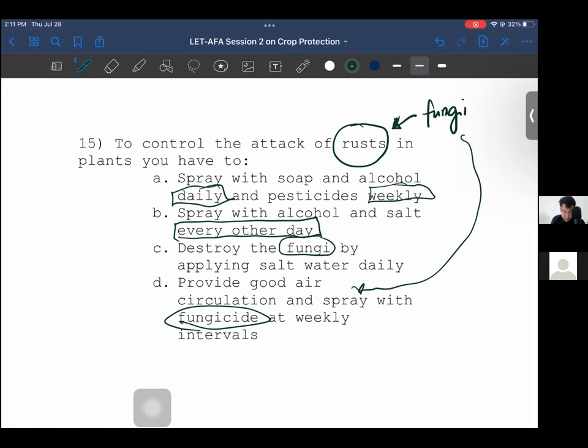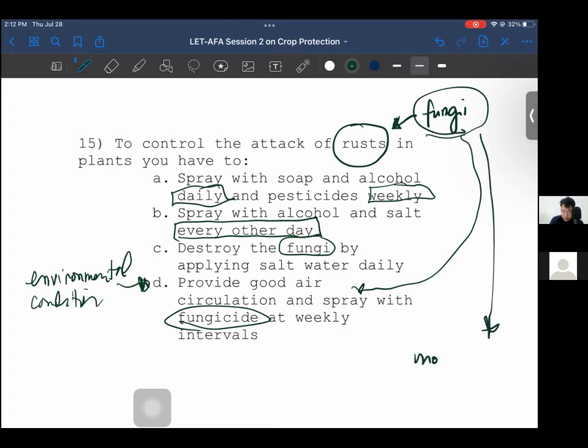Ayan. Ang isa pang term dito is environmental condition. Ang isa sa mga environmental condition na nagpo-promote ng growth ng fungi ay moist environment. Kapag sinabing moist environment, ito yung sobrang taas ng relative humidity. Sobrang basa. So kapag ganon, mas madaling mag-grow ang ating mga fungi, bacteria, and even other organisms. Ayun yung pinaka-general rule sa microbiology and plant pathology in a specific lens. Na kapag sobrang moist ng environment, mas nag-favor ito ng growth ng microorganisms.